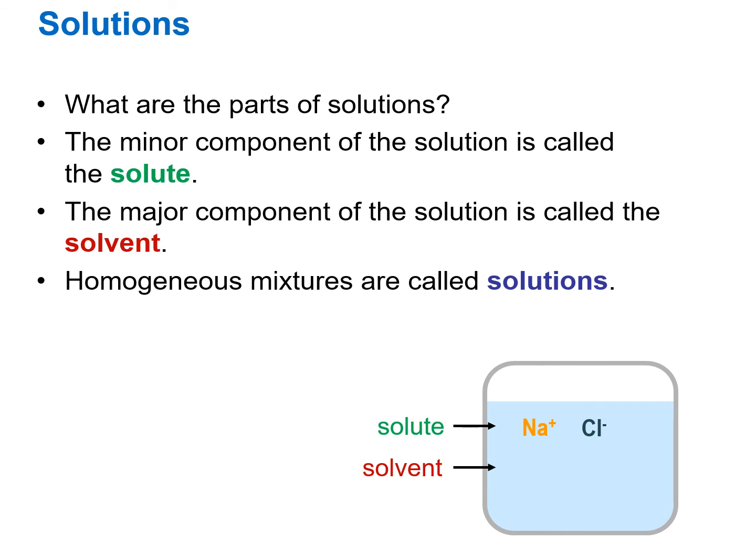Now we could give it some fancy language and call it a homogeneous solution or a mixture, which basically means that when you look at it, you're not going to see any of the solutes clustered together anywhere. So homogeneous means that they're equally distributed throughout the solution. Your solutes are equally distributed throughout the solvent, and you have a nice homogeneous, ubiquitous distribution of stuff.